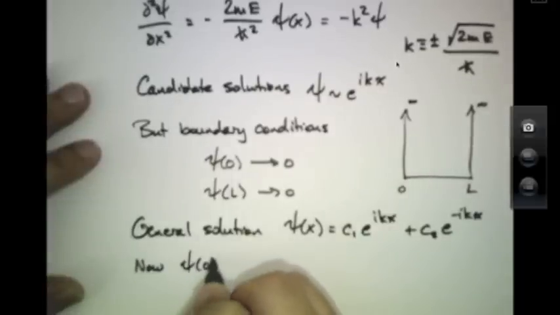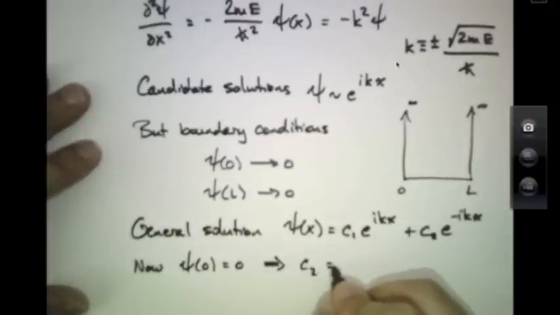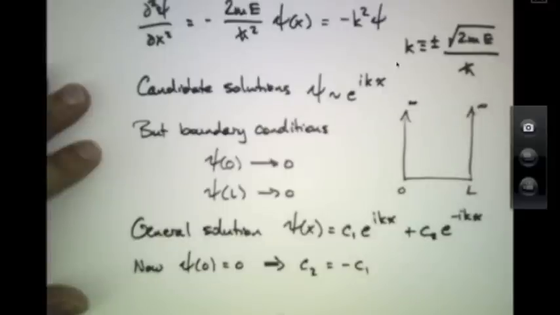Now, psi of 0 equals 0 imposes a constraint, and that is that C2 has to equal minus C1, because psi of 0 gives me an e to the i k0, that's 1, and an e to the minus i k0, that's 1. And I have psi of 0 just equals C2 plus C1. That only equals 0 if these two things are equal and opposite. As a result, psi of x looks something like this.